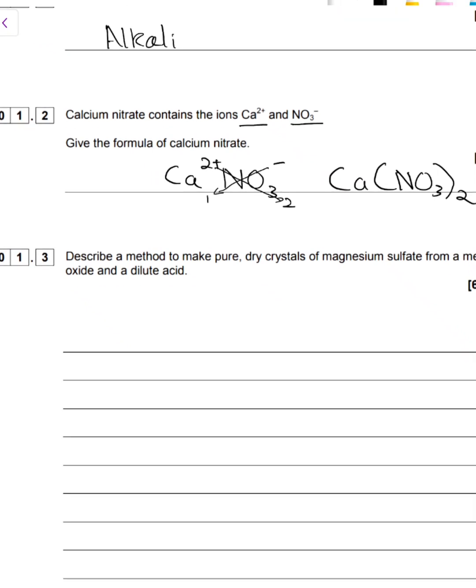The main question here, and this is a challenging question for some people. Describe, as our command word, a method to make a pure, dry, really important words here, magnesium sulfate, crystals of magnesium sulfate from a metal oxide and a dilute acid. So this is a 6-mark question. First of all, we need to know what substances we need to react together. Now, this is a procedure, not an investigation, which means we do not have to state variables. There's no independent, dependent, or controlled variables. But what we do have to do is write in steps.